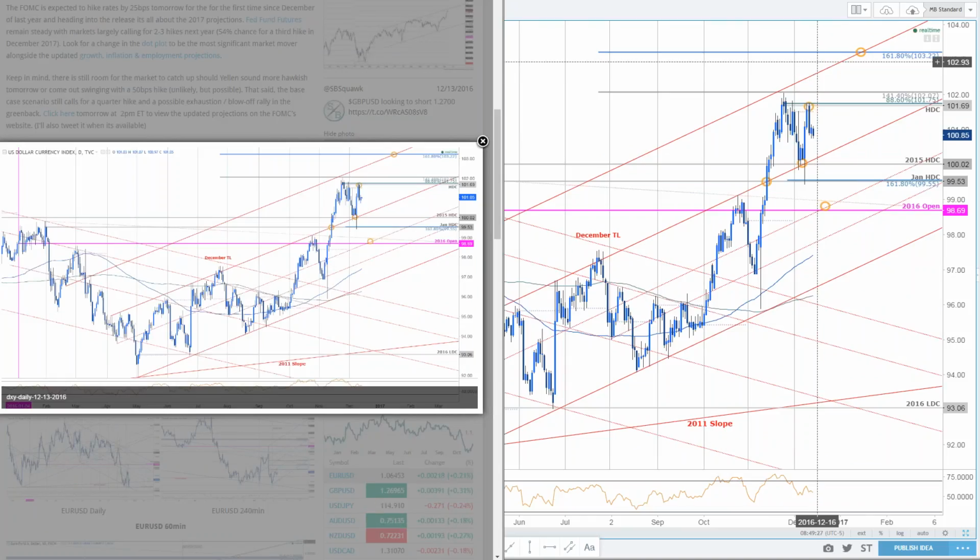And then up there, beyond there, would be 103.22. But as long as you're below this region, the risk is for a deeper cut. Now, I would need to see a pushback below the 2015 high day close, namely the close lows that we made for this month. Key critical support is still all the way down here.